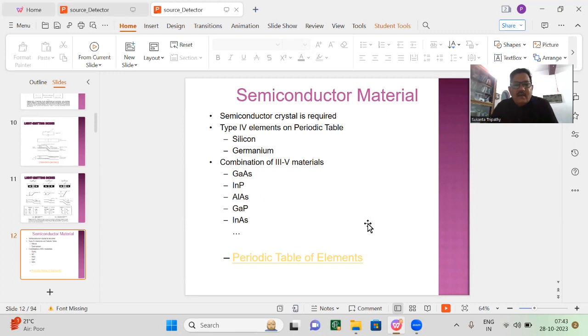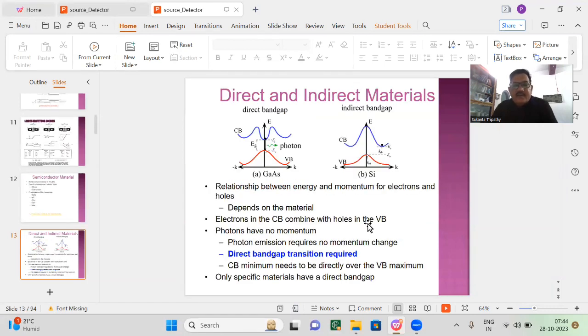Now, the standard examples of these semiconducting materials, if you have studied in your earlier classes, are silicon and germanium. But silicon and germanium are not direct band gap semiconductors, they are indirect band gap semiconductors. But there are also some compound semiconductors, which are formed by combining two different elements like gallium arsenide, indium arsenide, aluminum arsenide, gallium phosphide, and so on. They are called direct band gap semiconductors. Now, what is the basic difference between direct band gap semiconductor and indirect band gap semiconductor?